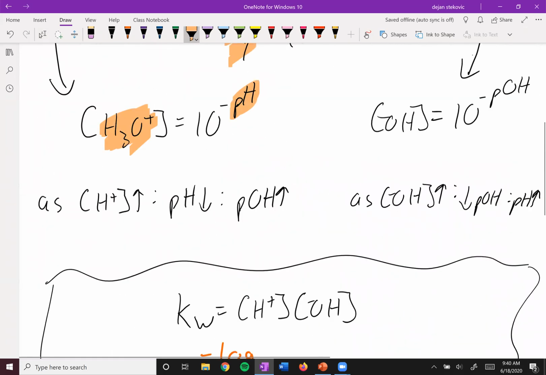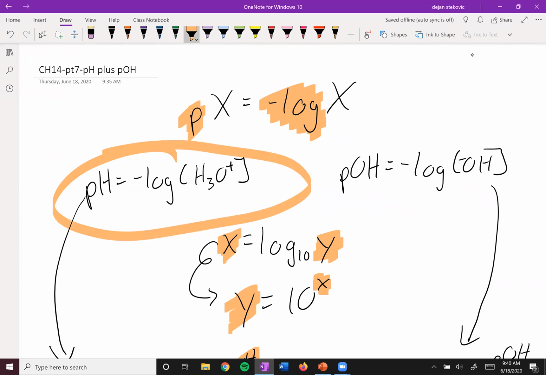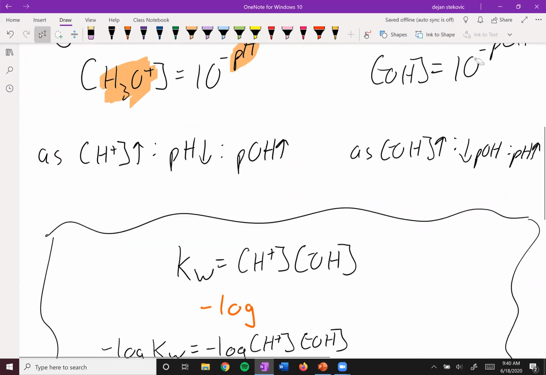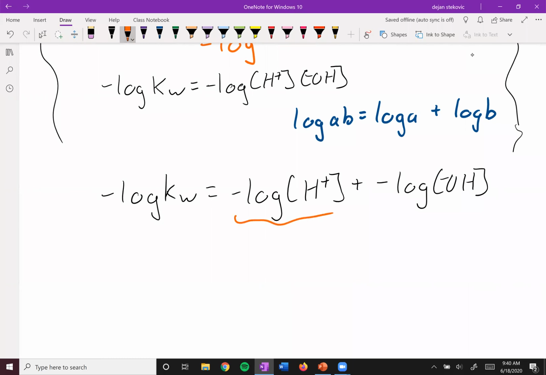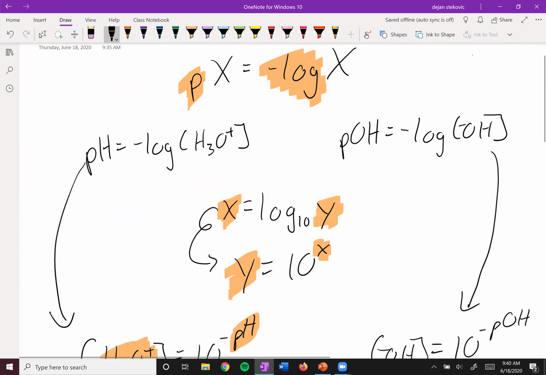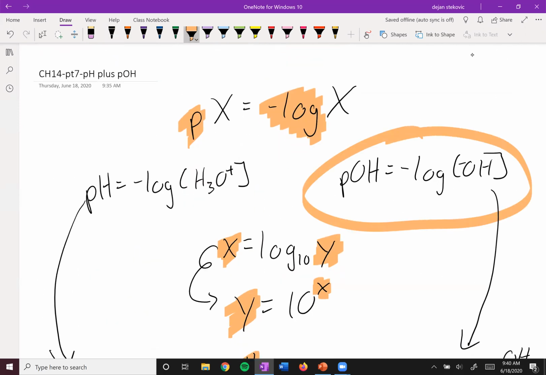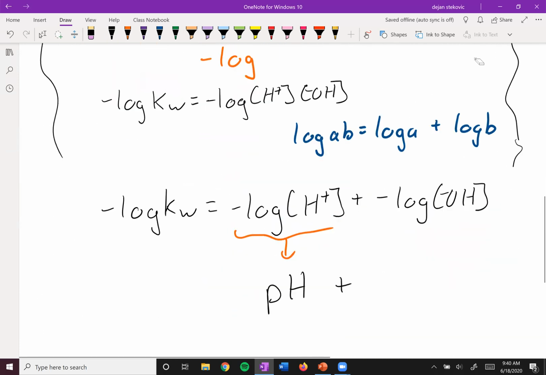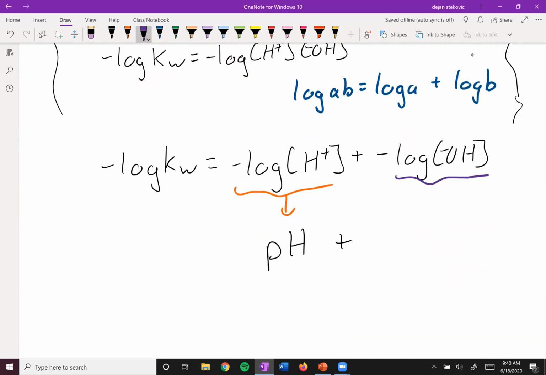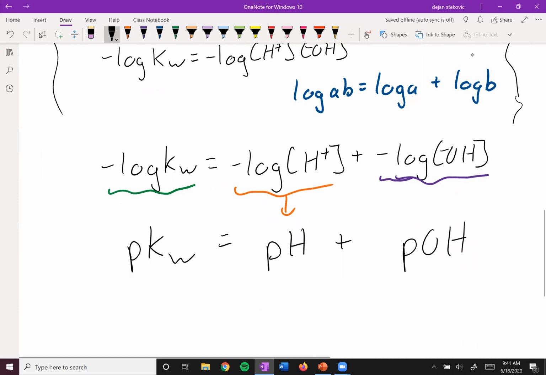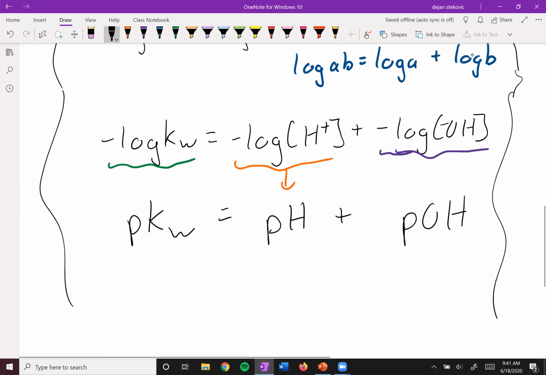If we go back up here, we defined pH as the negative log of H plus. And so we can change this negative log of H plus into pH. And then we have this plus. And then we defined our pOH as the negative log of hydroxide. And so we can take this negative log of hydroxide part right here and call that our pOH. And then for the negative log of Kw, we call that the pKw, right? Because again, P just means negative log, right? So we just took the negative log of stuff.